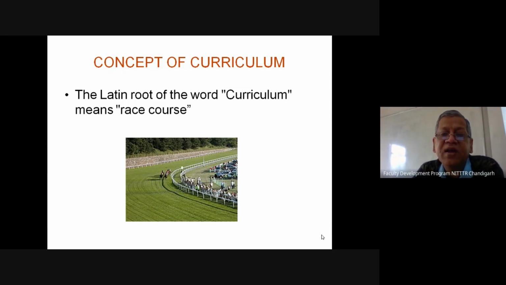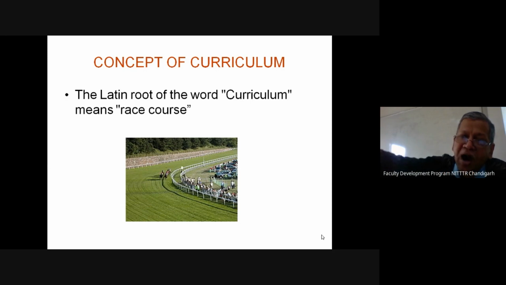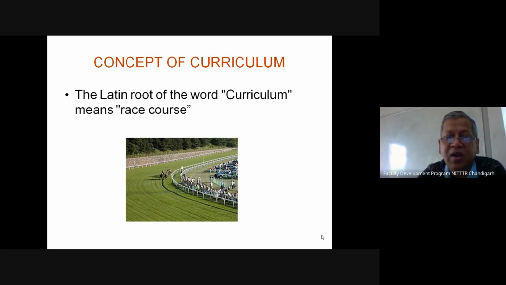And then, my friend, in the race course, there are two things. One is the starting line and the second one is the finishing line. And the third feature of a race course is the path which the horse has to run. That is also well defined.